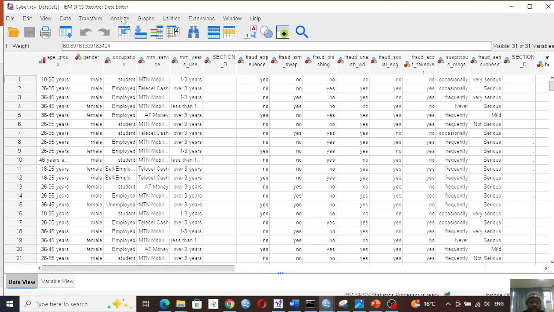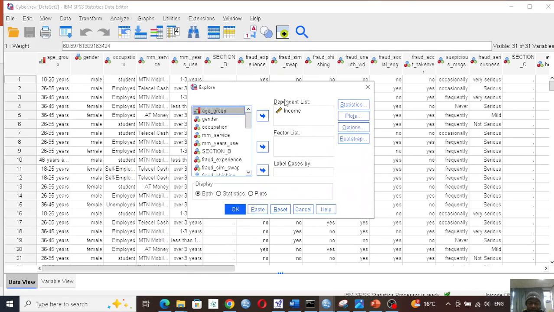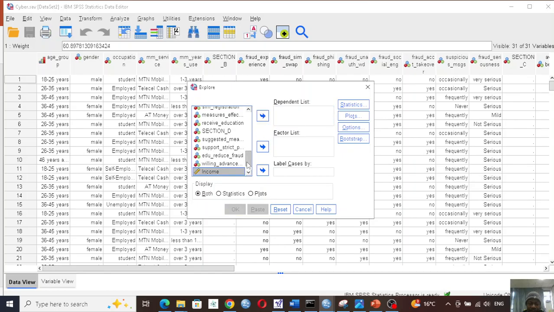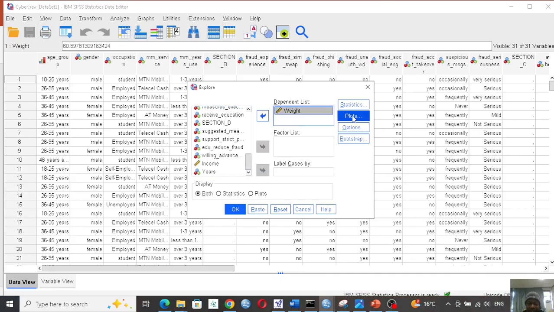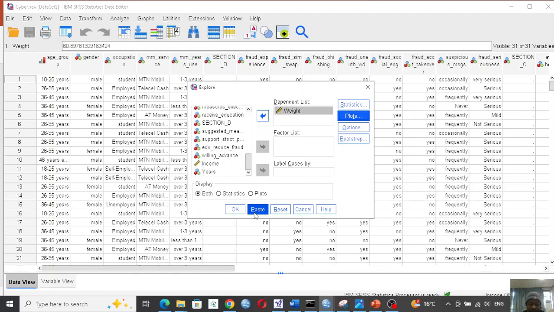So we go to Analyze as usual, Descriptive Statistics, Explore. We finish with the income, so we move it down. Weight is what we are interested in now. We take it inside Explore. The histogram is checked. Normality plots with tests are also checked. So you continue and then you say okay.